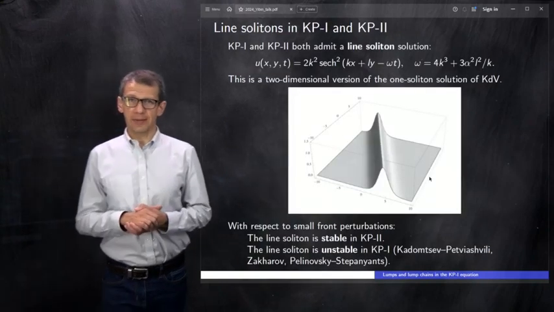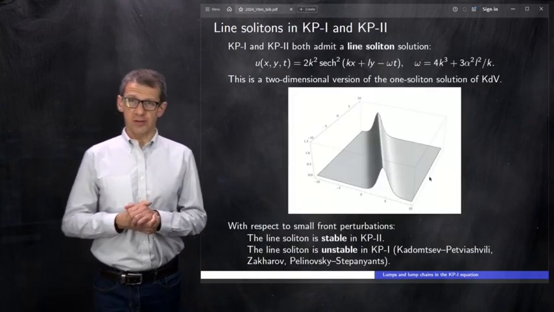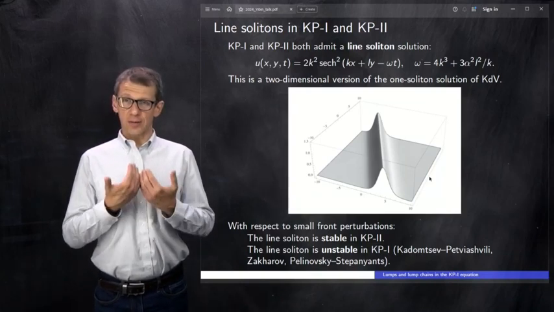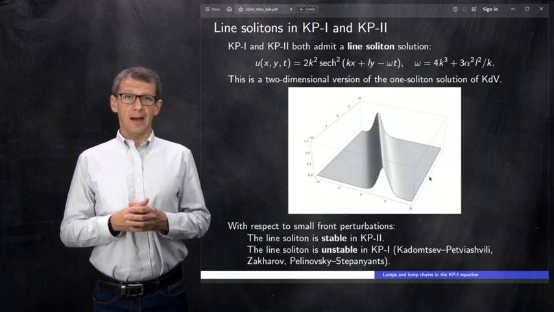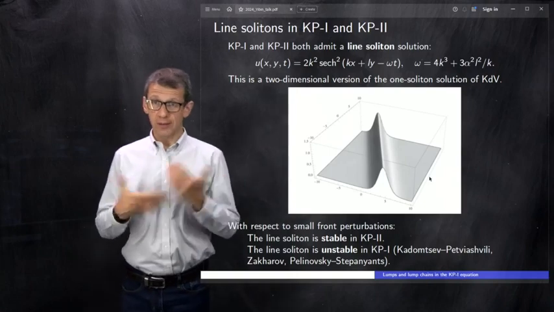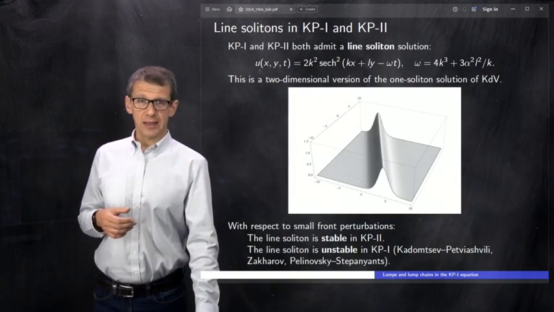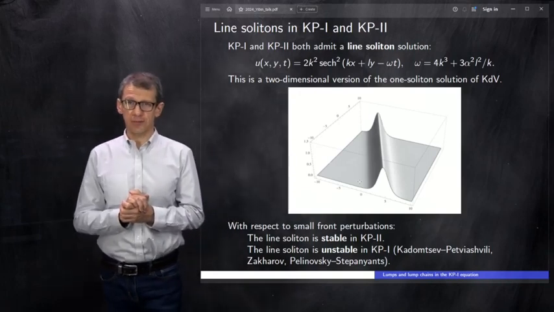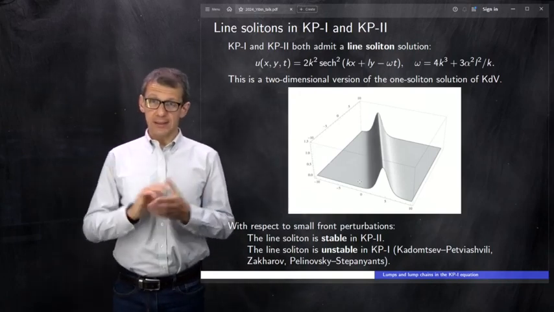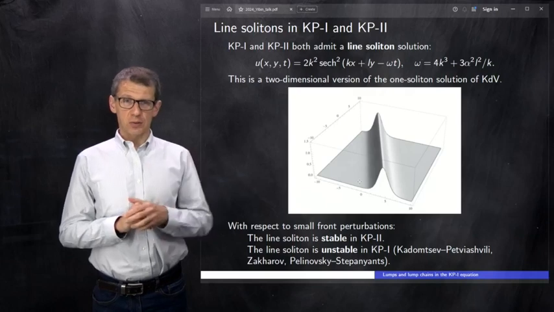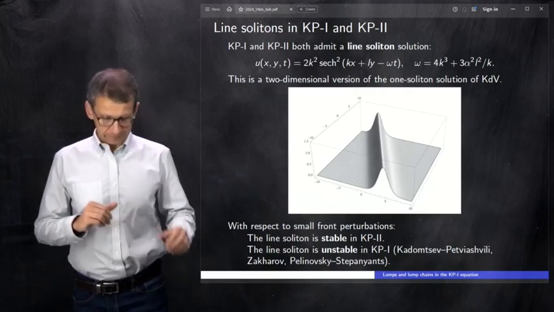Okay, so first of all, KP1 and KP2 are two-dimensional generalizations of KdV, and the first thing you can try to do is generalize the one soliton solution of KdV, and you can do that just by translating in the y direction. So KP1 and KP2 both admit a line soliton solution, which is a kind of translated at an angle version of the one soliton solution of KdV. But it behaves differently in KP1 and KP2: it is stable in KP2, but it is unstable in KP1 with respect to small perturbations of the front.